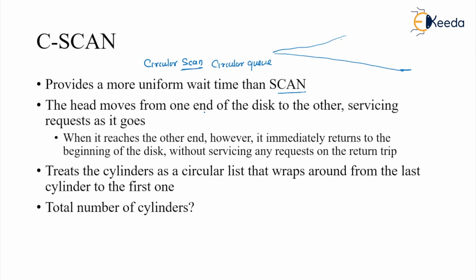The head moves from one end of the disk to the other, servicing requests as it goes. When it reaches the other end, however, it immediately returns to the beginning of the disk. So if we start with 0, then again it will come back to 0 without servicing any request on the return trip. It treats the cylinders like a circular list that wraps around from the last cylinder to the first one.